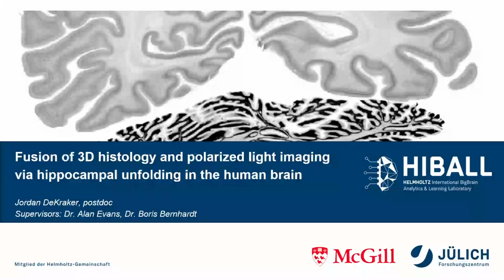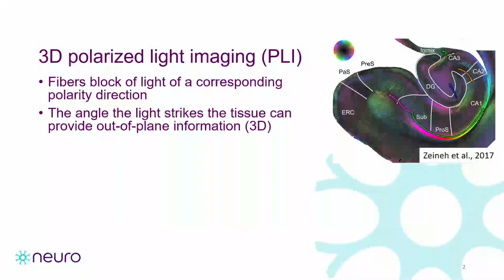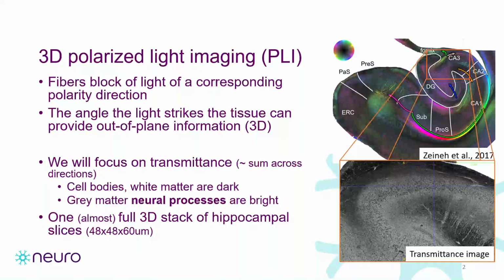All right, so I'll just jump right into it. First of all, what is PLI, or polarized light imaging? Basically, this is a microscopy technique where you take advantage of the polarity of light in order to detect coherent fibers in the brain. So this could be axons and things like that. You can also additionally look at the angle the light strikes the tissue in order to make some inference about out-of-plane tissue information. In particular, in this talk, I'm going to focus on just one measure called transmittance.